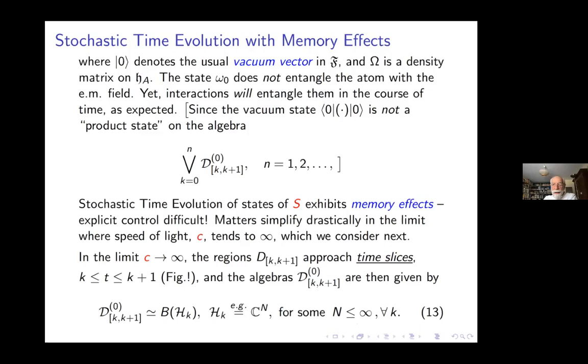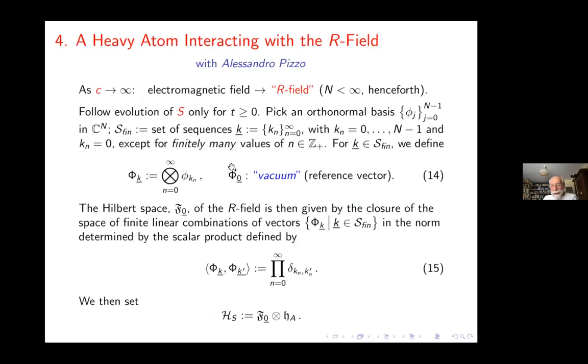So I now look at the previous model in the limit where the speed of light tends to infinity. This is an exercise that we just finished in a little paper with Alessandro Pizzo. So in this limit where c tends to infinity, the electromagnetic field approaches something that I like to call the R field, for radiation field. I will only follow the evolution of states of the system S for positive times.